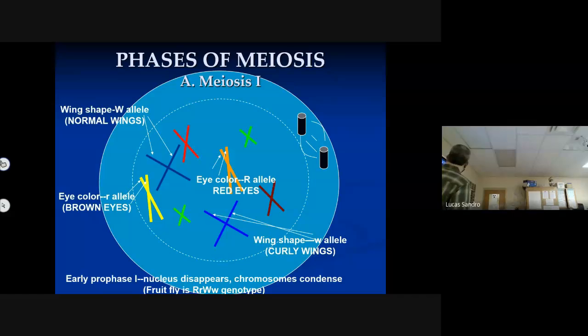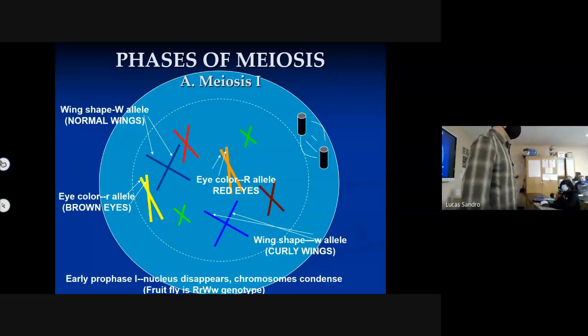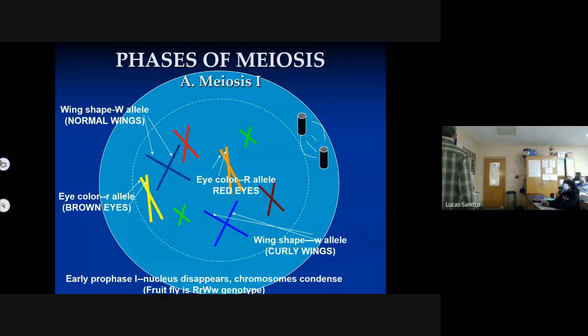We've got wing shape, which it turns out has a big W for normal wings and a little w for curly wings. No, a fruit fly can't fly if it has curly wings. Mutation. What do you call a fruit fly with curly wings? Fruit walk. And then we have eye color, which can be red or brown. Turns out red is dominant to brown.